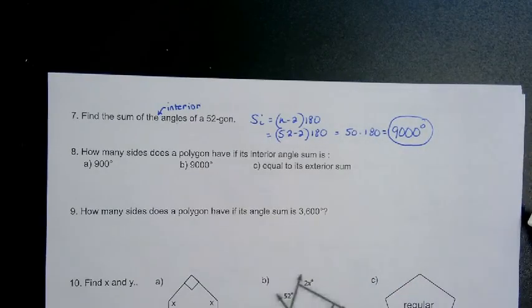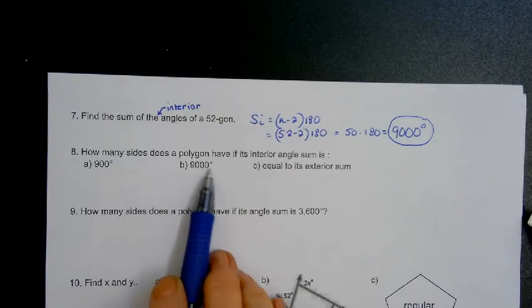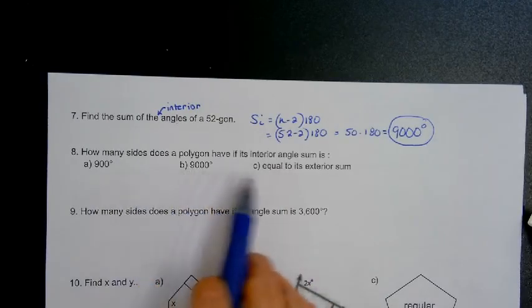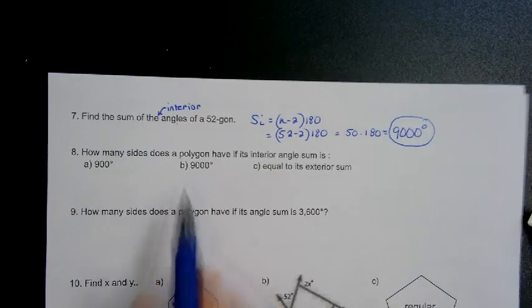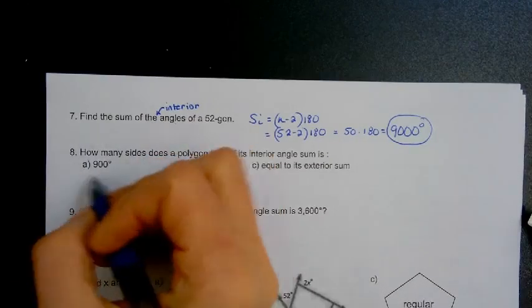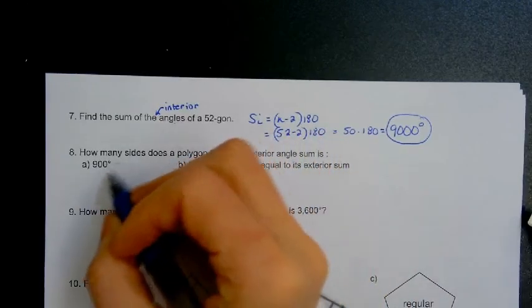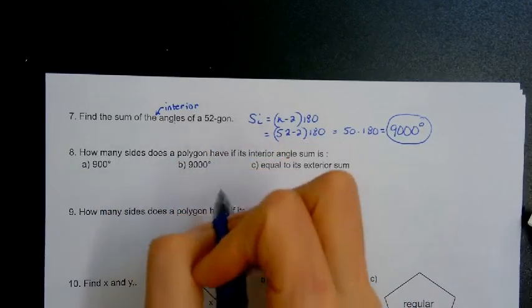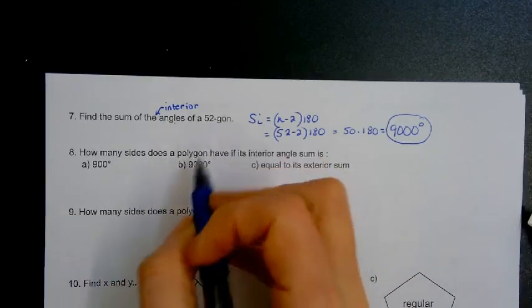How many sides does a polygon have if its interior angle sum is this many, or this many? I'm just going to do B. Wait, which one did I do on the answer key? I did A and B on the answer key, so I'll go ahead and do B here, and you can look at the answer key for A. But 9,000 is the interior angle sum. Okay, let me say that again. So we have 9,000 is the interior angle sum.